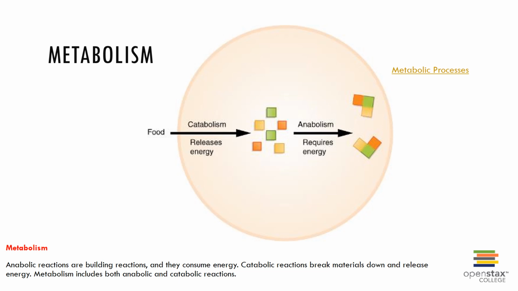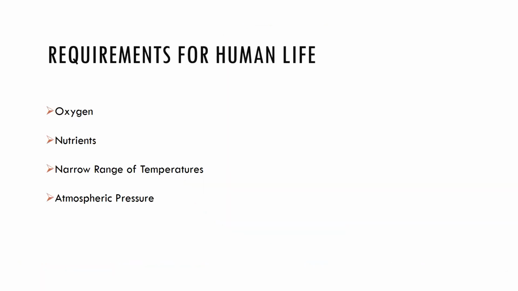Now, the requirements for human life are oxygen, nutrients, a narrow range of temperatures, and atmospheric pressure. Oxygen. Oxygen is only a small percentage of atmospheric air, about 20%. But that oxygen is a key component of the chemical reactions within our bodies that help keep us alive. And this includes reactions that you will study later on that produce ATP.